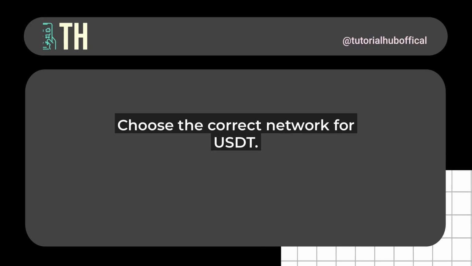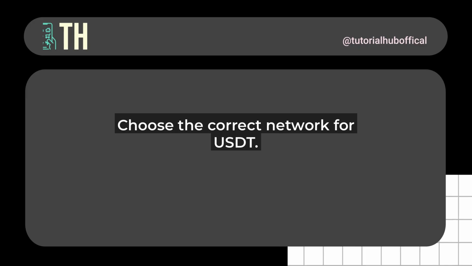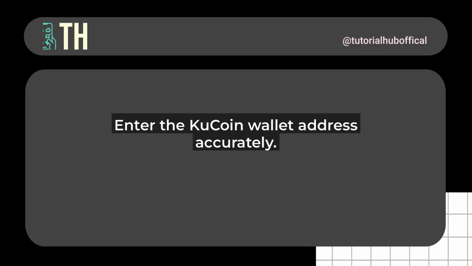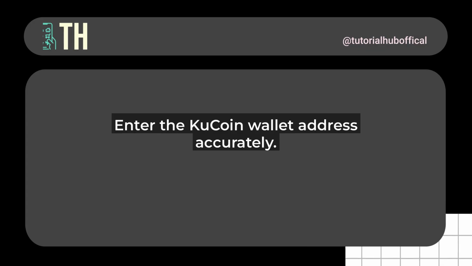Now, enter the withdrawal amount. Remember, there might be minimum withdrawal limits and network fees, so keep an eye on those to ensure you're not surprised by costs. The crucial step is entering the recipient address. Copy and paste your Kucoin USDT wallet address directly from the Kucoin app or website. Never type it manually to prevent errors.